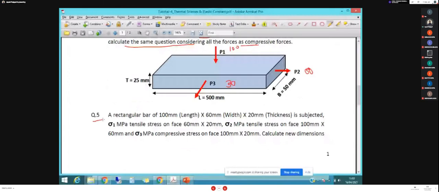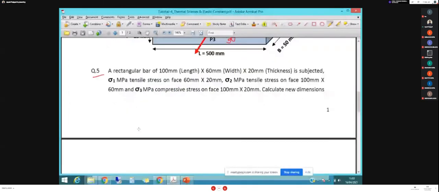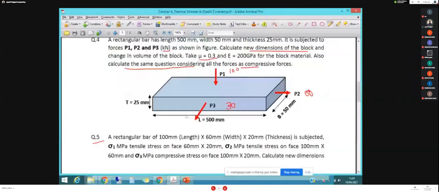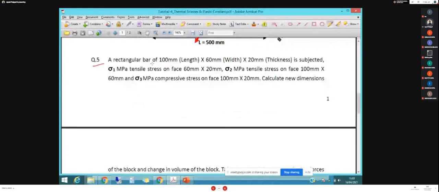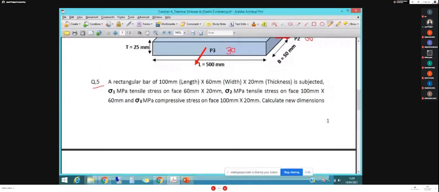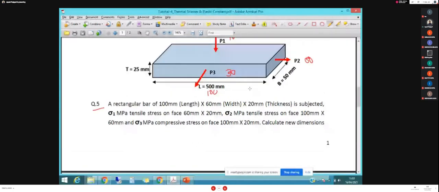Now here example number 5 is same as previous one, example number 4. Let me tell you what changes. You can see, just we read the data. Your rectangular bar, 100 mm length, so instead of 500 you are given 100 mm. Width is 60 mm, so instead of this 60 mm is given. And a thickness is given 20 mm. So this will give 20 mm. Is subjected to sigma 1 tensile force on the face 16 by 20. So 16 by 20 means here. This will be a sigma 1. Here sigma 1 is given.